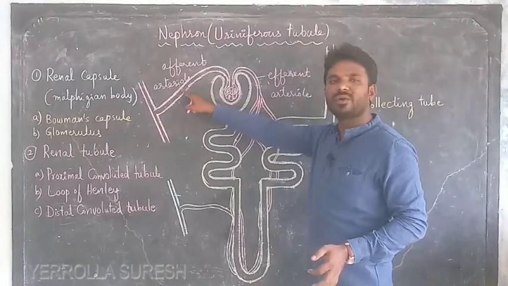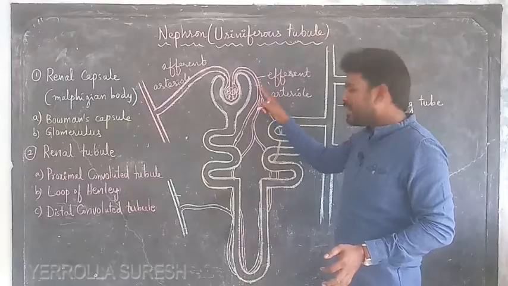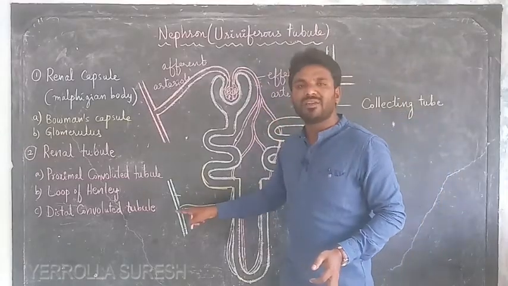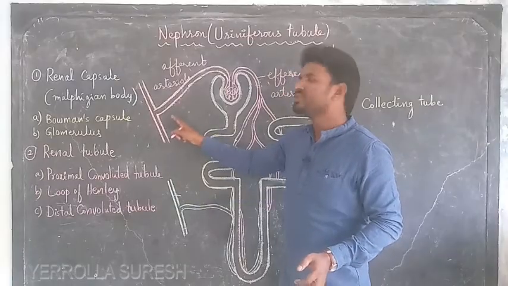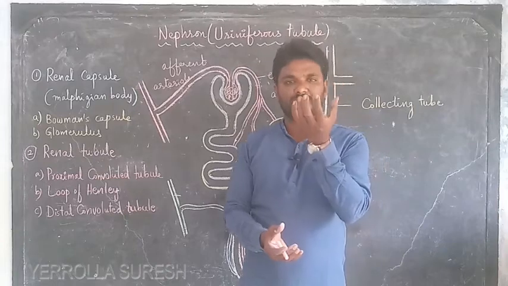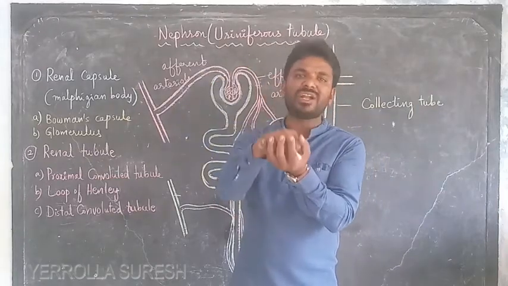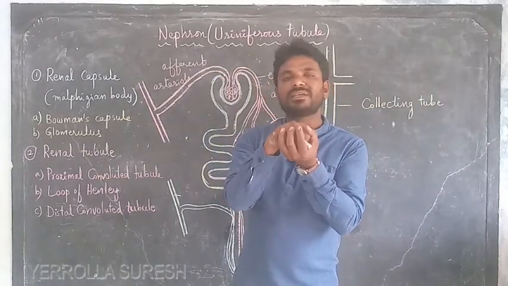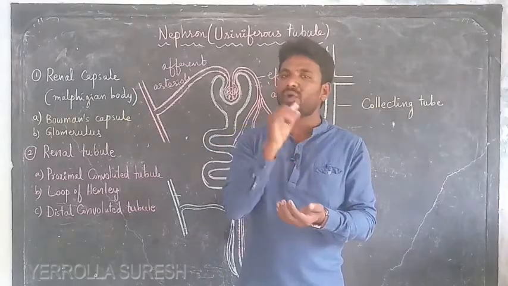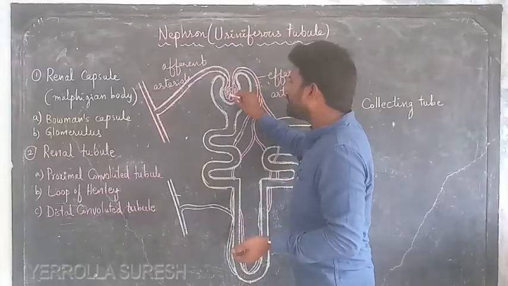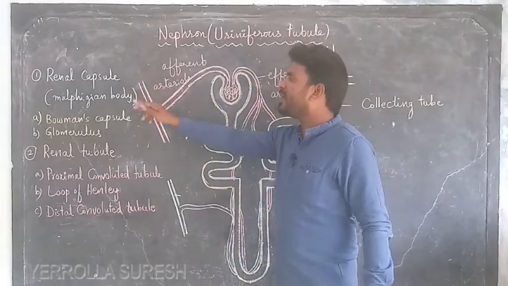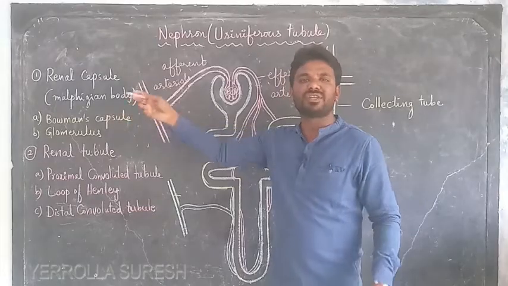This is afferent arteriole and this is efferent arteriole, and these are all blood vessels, peritubular network, and this is renal vein and this is renal artery. So here in renal capsule mainly two parts are present. First one Bowman's capsule, and again inside that there is a group of blood capillaries or network of blood capillaries, that is glomerulus. So here glomerulus and Bowman's capsule are combinedly known as renal capsule or Malpighian body or Malpighian capsule.